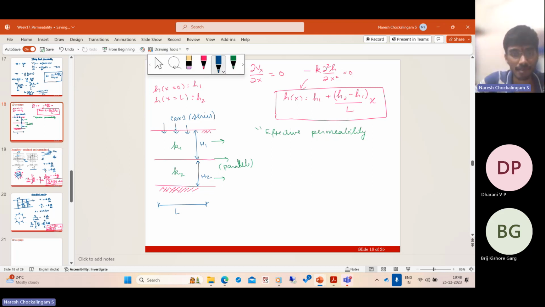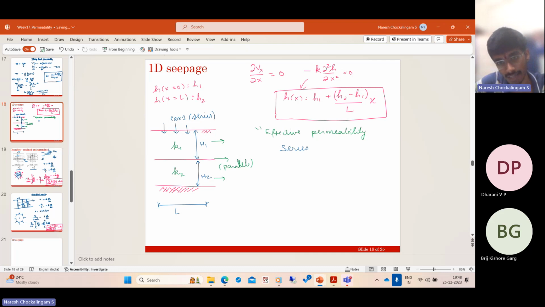Now the blue case, all the water that enters K1 has to enter K2, so the flow rate is constant. What is different? Obviously, the head across this is not constant. So when soils are connected in series, the head loss is different. Head loss across each of them is different.